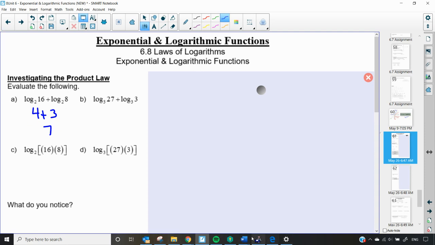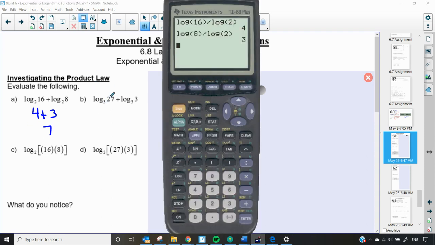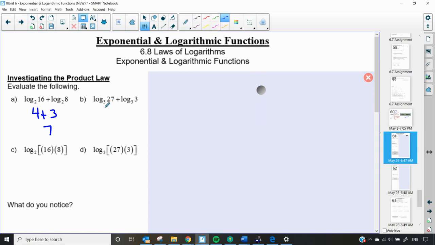Now, entering the next one into our calculator, we've got log base 3 of 27. So log of 27 divided by log of 3 gives us 3. And then using what we learned from our last class, log base 3 of 3, if our base and our argument are the same, that's equal to 1. So 3 plus 1 is 4.